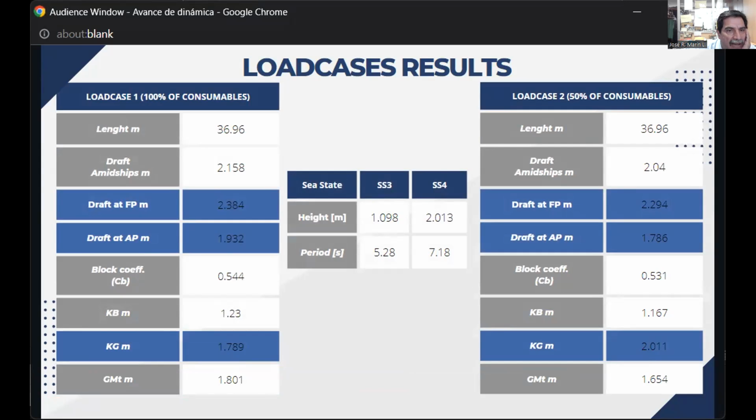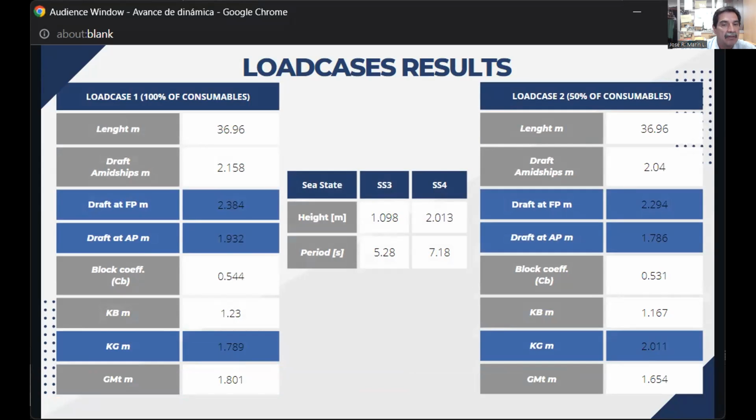Just one observation, Miss Hidrobo. I see that the draft at the forward perpendicular is larger than at the aft. That means that you have a negative trim. I don't like that. I prefer to have more draft at the aft end. So pay attention to that.